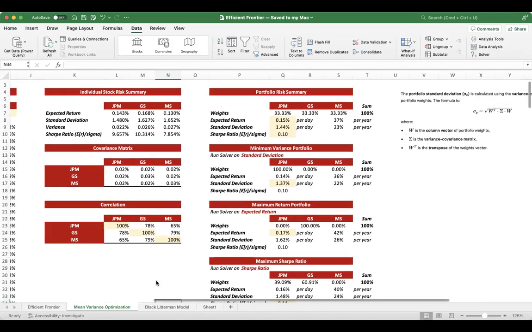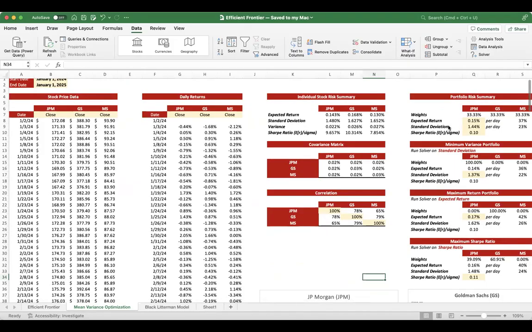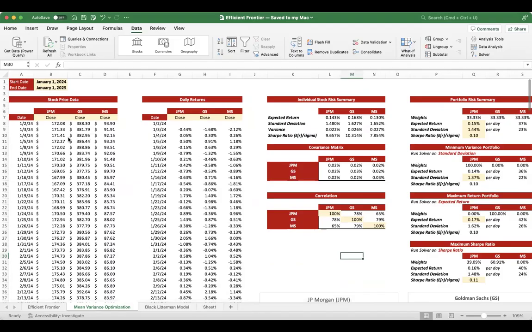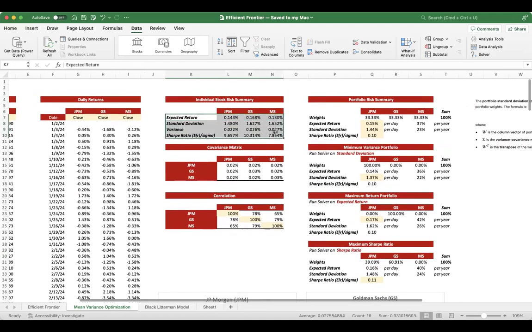Okay. So is the mean variance optimization model clear to everyone? Please tell me. Just to summarize, what we have done in the mean variance optimization is, first we downloaded the stocks. We calculated the daily returns. Then we calculated the summary for individual stocks, so we looked at the mean return, standard deviation, variance, and Sharpe ratio for all the stocks.